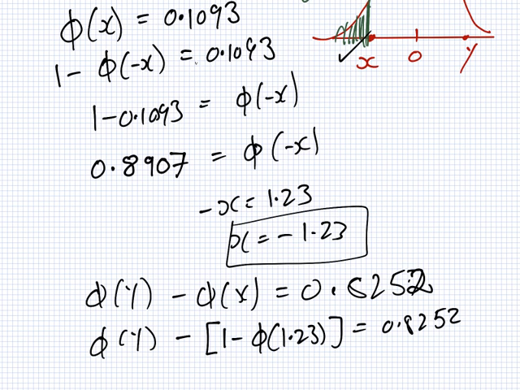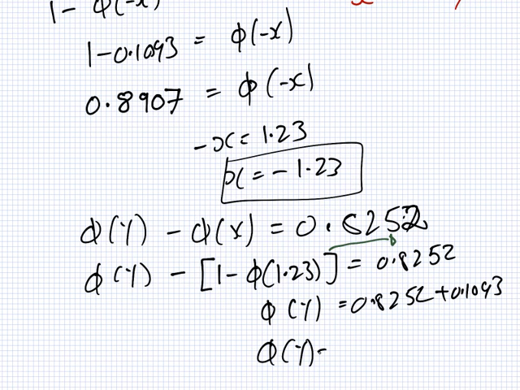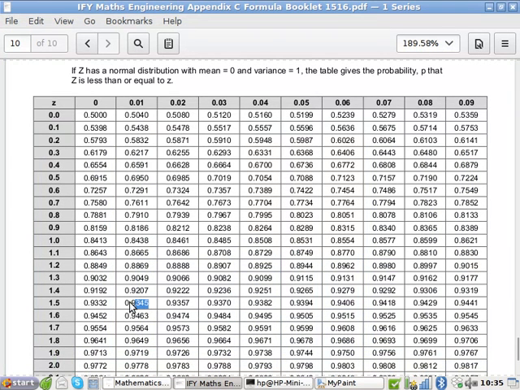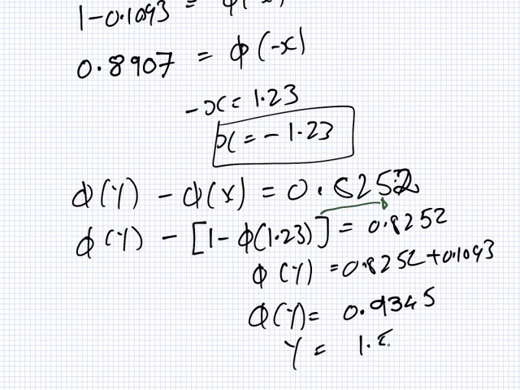But we work that out as 0.1093. So phi y equals 0.8252 plus 0.1093 if I just take this to the right. So I get then 0.9345. What do we have there? 0.8252 plus 0.1093 is 0.9345. Okay, so now we need to look that up. 9345 is right there, 1.51. So now I have the y then.